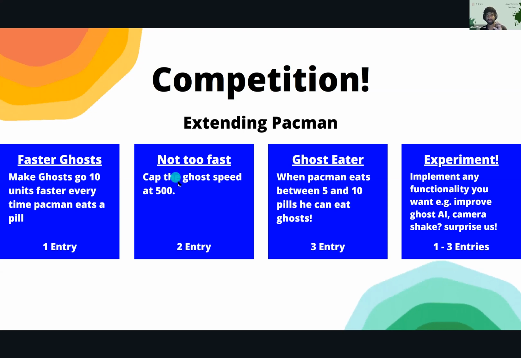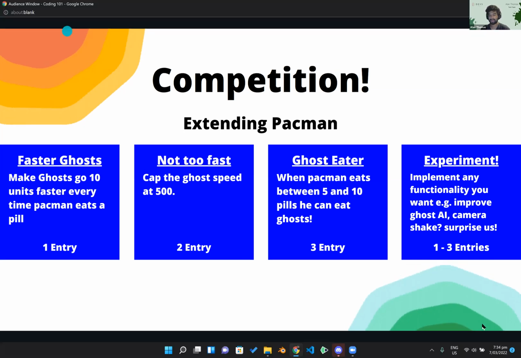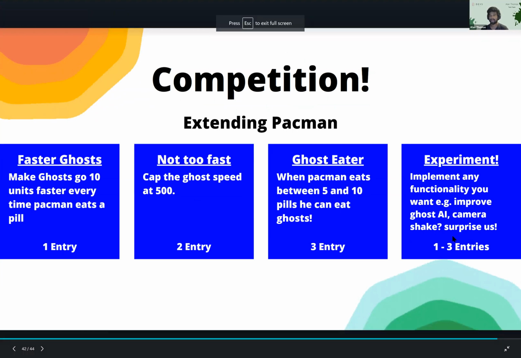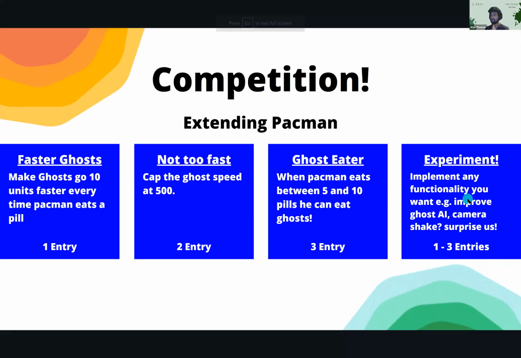Second, we have an if statement introduced: if the ghost speed... actually, I want to explain the solution. We cap the ghost speed at 500 to make sure the ghosts are not too fast. Thirdly, which is a bit harder, we have functionality such that if Pac-Man eats between 5 and 10 pills, he should be able to eat ghosts. To assist with all of this, I've written a little bit of documentation in the GitHub to provide hints. And the last one is experimentation. If you want, you can implement anything related in this Pac-Man game, and depending on the complexity of your solution, you'll get 1 to 3 entries.